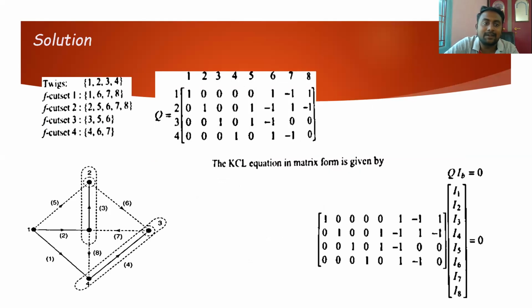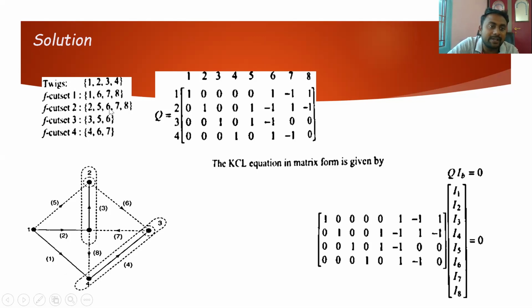The first cut set is 1, 6, 7, 8. So this is our cut set 1. If I consider the first direction, because the twig direction and the cut set direction must be the same, then 8 is same, 7 is opposing, 6 is same, and 1 is same. So this is for the first cut set.